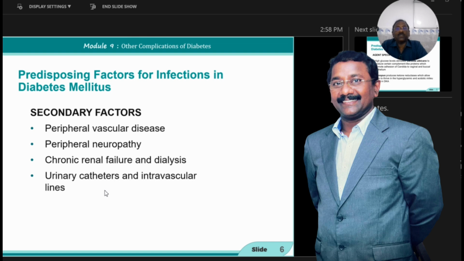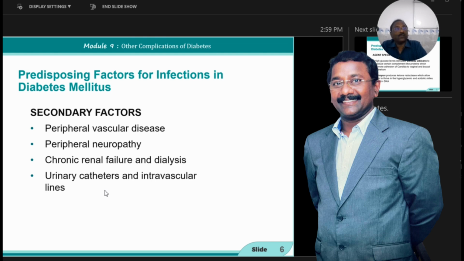So what are the predisposing factors for infections in diabetes? The secondary factors. Peripheral vascular disease: there will be ischemia and hypoxia, so definitely more and more infections. Peripheral neuropathy: because of peripheral neuropathy, a trivial injury to the tip of the feet, fingers, toes, will allow entry of organisms into the body, and they may cause sepsis and diabetic foot ulcers.